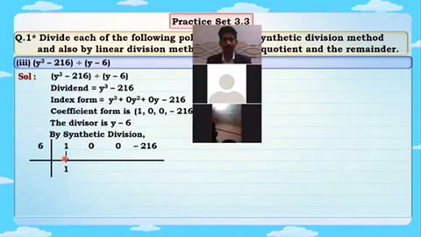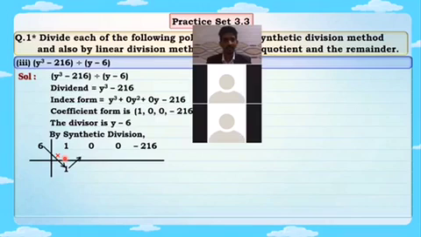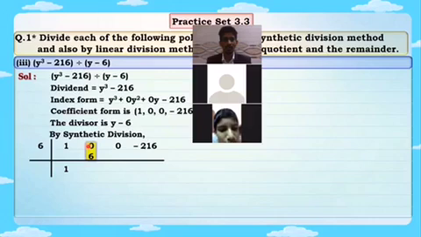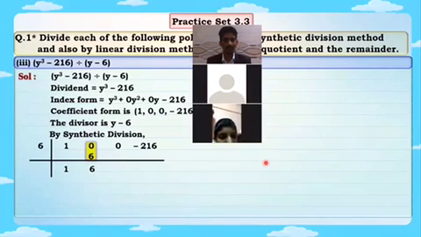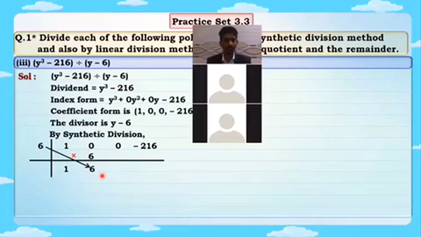Now let's multiply. Tell me, 6 into 1, how much? It is 6. So we are going to write answer below the next coefficient. 6 plus 0, इन दोनों को solve करेंगे तो 6 plus 0, the answer is what? 6 only. Let's multiply the next two. 6 6 are 36. Very good. Let's write down this 36 answer below the next coefficient. 36 plus 0, that gives you what? 36 only. And the last one, 6 into 36.